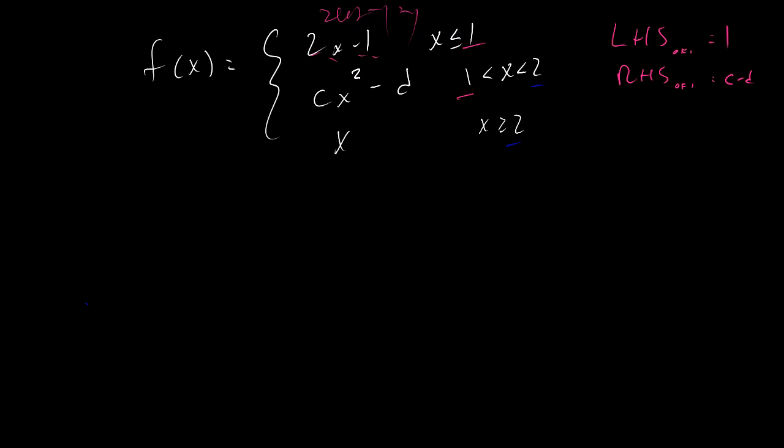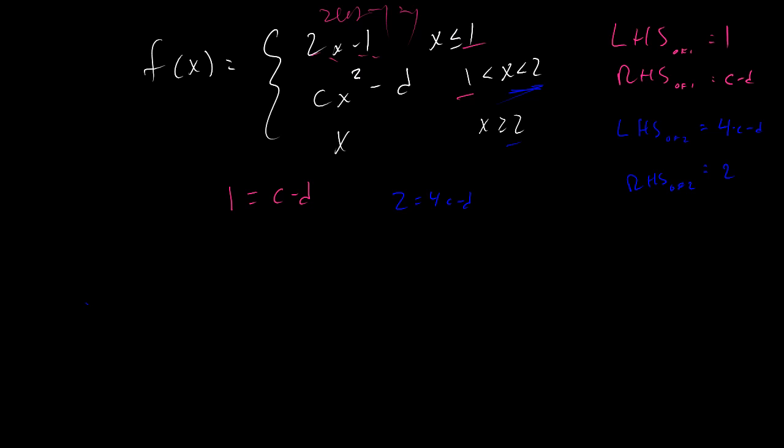Now that's only half of our worries, so we're going to look at the left-hand side of 2 and the right-hand side of 2. So the left-hand side is when we're less than 2, and that's here. So we're going to plug in 2, and we're going to get 4c minus d, and we're going to plug in 2 at the bottom and get 2. So now, if you notice, I have two different equations. I have 1 is equal to c minus d, but I also have 2 is equal to 4c minus d.